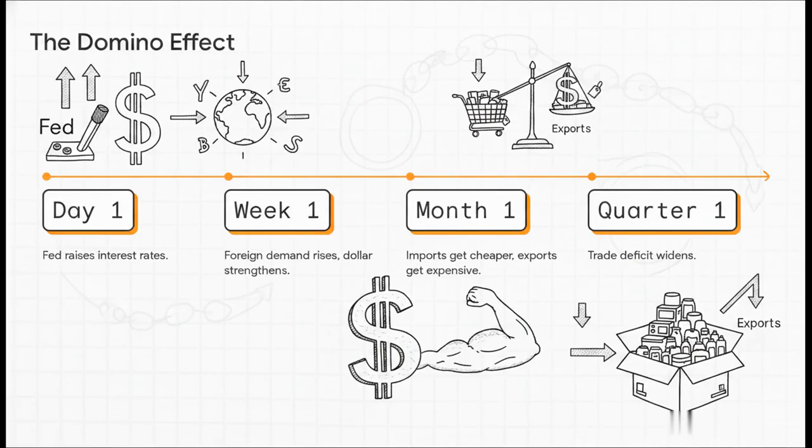Naturally, foreign investors want those yields, so they sell their currency to buy U.S. dollars. That big surge in demand strengthens the dollar. And as we just learned, a strong dollar makes imports cheaper and exports more expensive. Ultimately, as consumers buy more of those cheap imports, the trade deficit widens. It all starts with Riley at the Fed pulling that one interest rate lever.